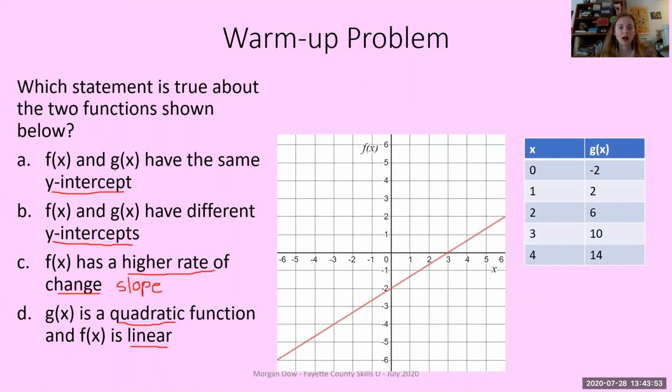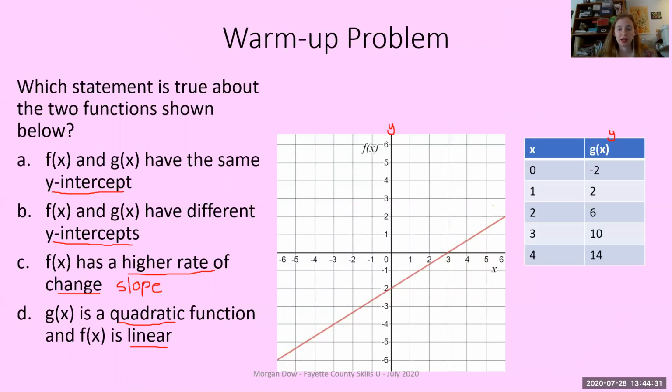So let's start with the y-intercepts. Let's determine the y-intercepts for f of x and g of x so we can compare them, see if they're the same or if they're different. So you want to remember that y-intercept means where the function crosses or intercepts the y-axis, the vertical axis here. So remember, y is always our vertical axis. It's another name for our output in our function. So we can also think of this column here on the table as being the y column, the output column.